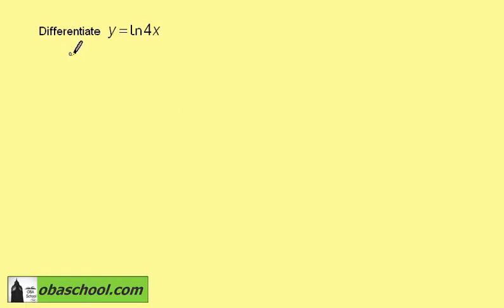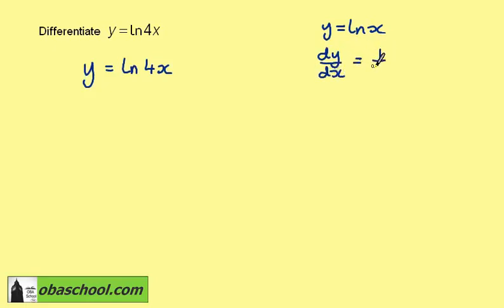We want to differentiate y is equal to ln 4x. So let's look at ln 4x. We know that if y is equal to ln x, then dy/dx is equal to 1 over x. Remember, this is only the case with ln x, the logarithm to base e.